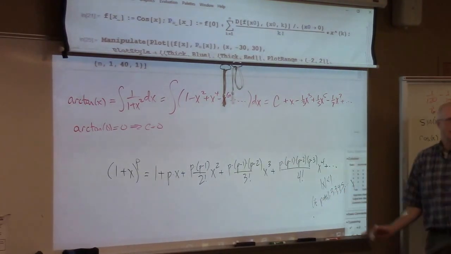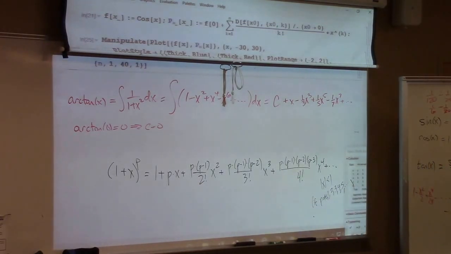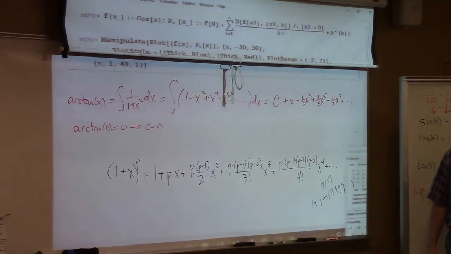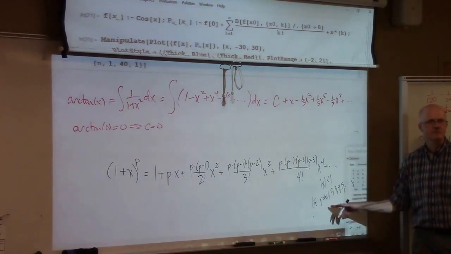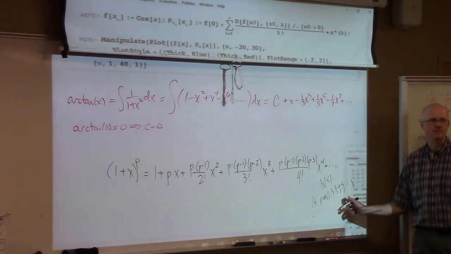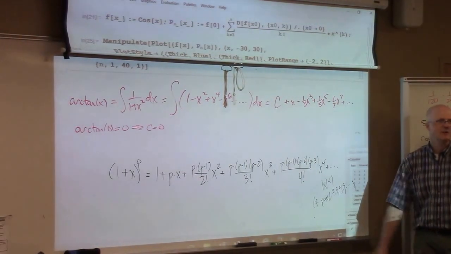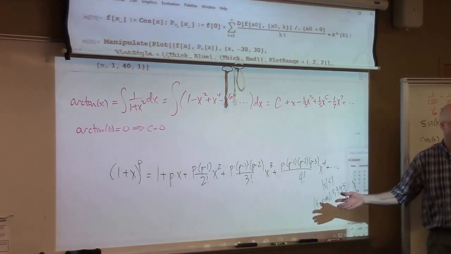If p is one of those numbers, then it's really a finite sum. It's not an infinite series, and there's no issue about convergence. It does converge for all x. In that case, it converges on a smaller interval when p is not one of those. Okay?